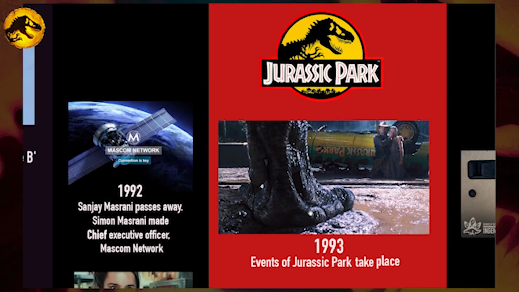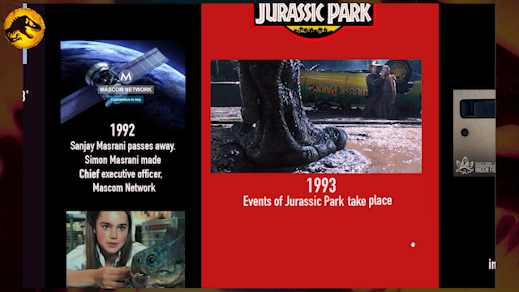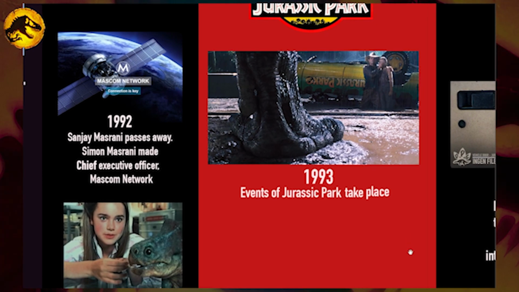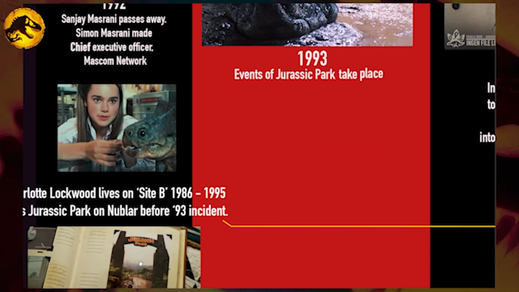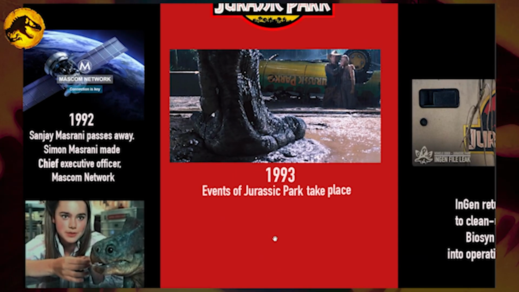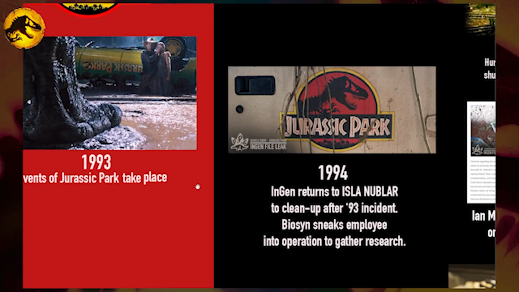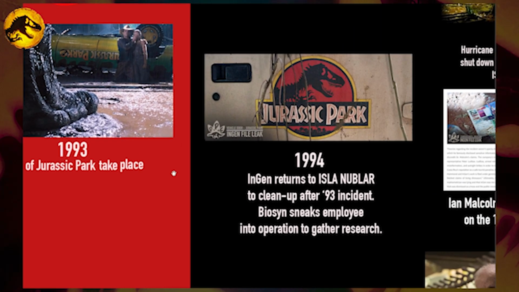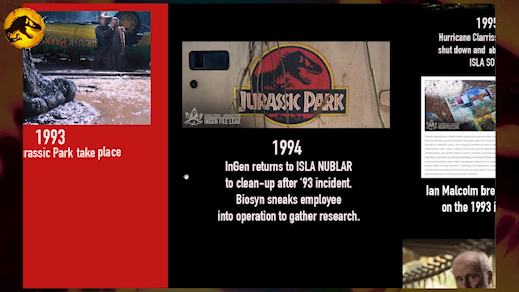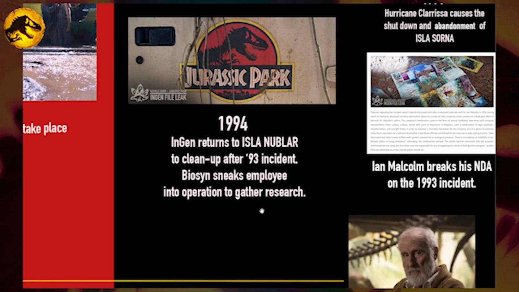1993, we see the events of Jurassic Park take place. So the movie Jurassic Park, everything you see there takes place in this year. And obviously that shows you that Charlotte wouldn't be visiting the park if it had been destroyed, so that places that before. Just a specific date is unknown. 1994, InGen returns to Isla Nublar to clean up after the 93 incident. Biosyn sneaks an employee into the operation to gather research. All this information could be found on all the viral marketing websites.